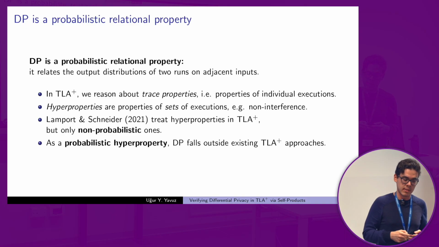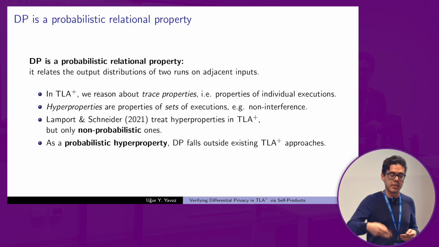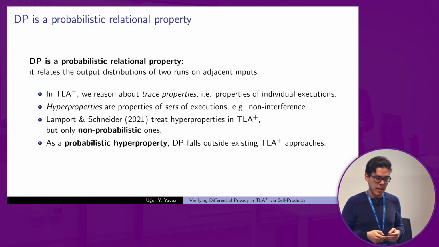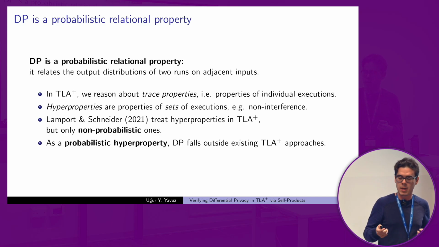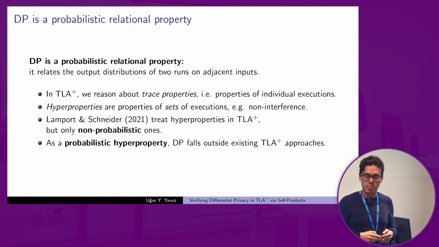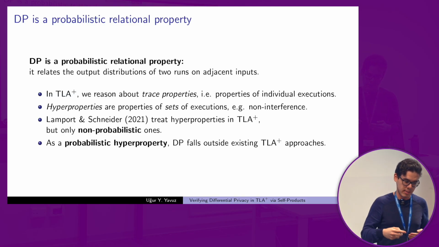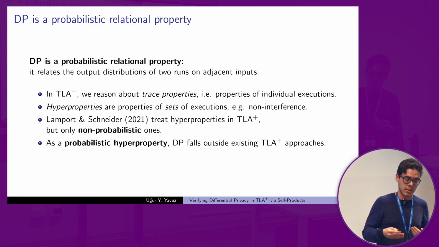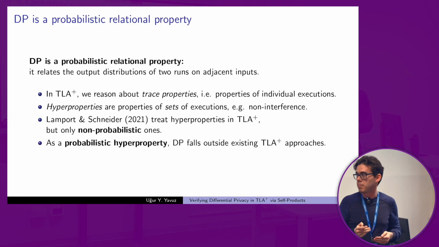The classic example for this is non-interference, which says for any two executions of a program that agree on low security inputs for some notion of low security, their low security outputs must also agree. And in the TLA ecosystem specifically, Lamport and Schneider explored how to express and verify hyperproperties, but their approach only handles non-probabilistic ones. Differential privacy is a probabilistic hyperproperty. That is, it's a property defined over sets of executions where the executions themselves are probabilistic, which produces distributions over outputs rather than single outputs. And this puts it outside anything that currently exists in the TLA world, and that's the gap our work is trying to fill.